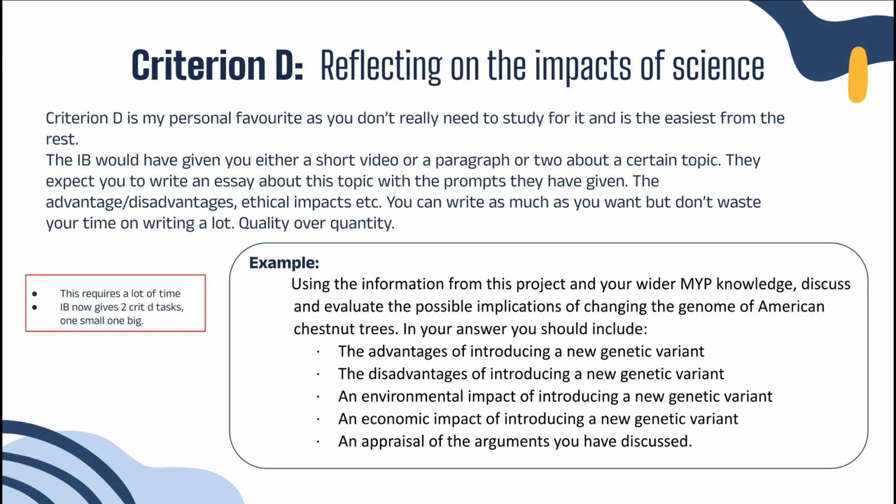So try your best to write better and not write more. And this requires a lot of time, as I just said. And usually nowadays, IB gives 2 short criterion D tasks, maybe one that's a bit longer and one that's a bit shorter, and maybe one will be 6 marks and the other one might be 8 marks. But yeah, so sometimes they even give 2 criterion D tasks, so you need to manage your time really well.